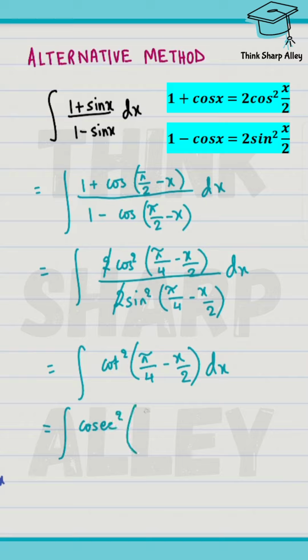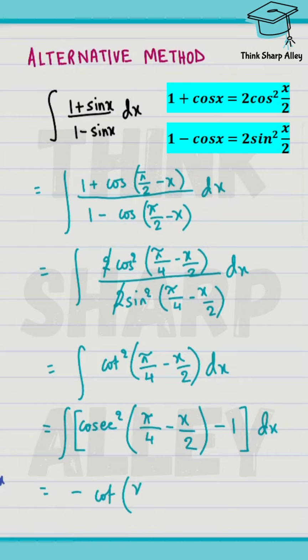The integration of cosec square theta is minus cot theta. But here we also have to divide it by the coefficient of x. So minus cot divided by minus half makes it plus 2 cot. Minus the integration of 1 is x, plus the integrating constant.